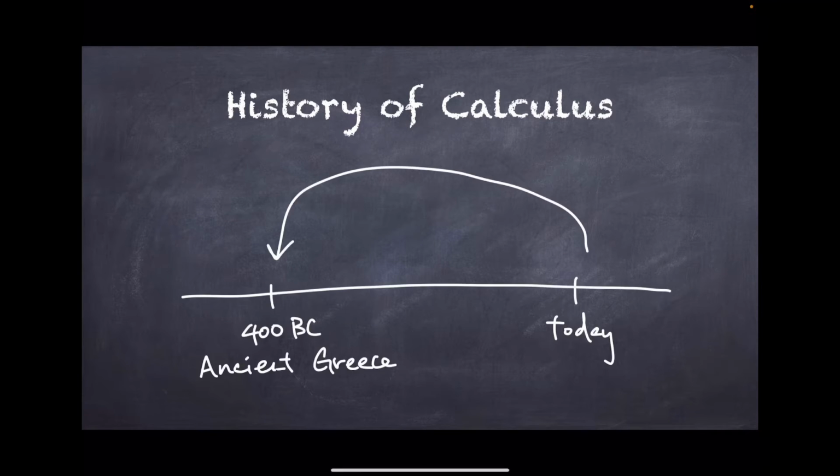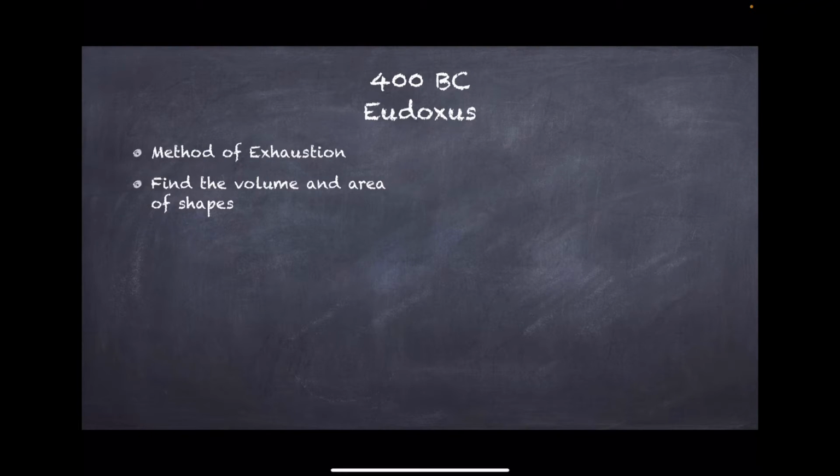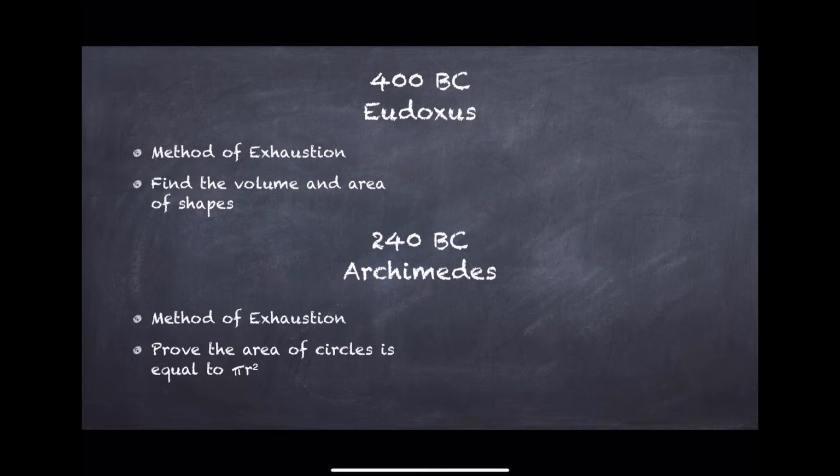The earliest period of the development of calculus would be 400 BC, in ancient Greece. Around 400 BC, a mathematician, Eudoxus, invented the method of exhaustion to find the volume and areas of shapes. And around 240 BC, Archimedes further developed the method of exhaustion and proved that the area of a circle is equal to pi r squared, and he used heuristics to find further areas. This is the early development of integral calculus.